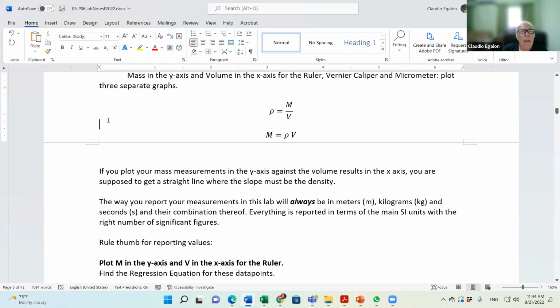Then what do we do? We write our formula in the following way, in terms of the mass. Mass is density times volume. Density is the same for every sphere that we use. So consequently, this value here should be a constant, no matter what sphere we have. And what do we do next? We plot M in the y-axis and the volume V in the x-axis. That's what you have to do now.